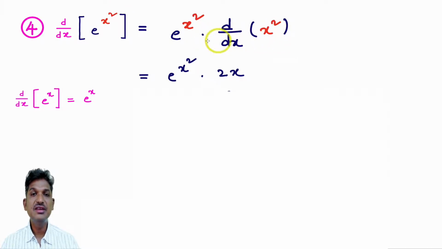Further, if I simplify this, e power x square is as it is into derivative of x square. You know the derivative of x power n formula. Derivative of x power n is n into x power n minus 1. Derivative of x square is 2 into x power 2 minus 1. Simply, derivative of x square is 2x. This we learned in basic differentiation, right? So, derivative of x square is 2x. Further, this can be written as 2x into e power x square.